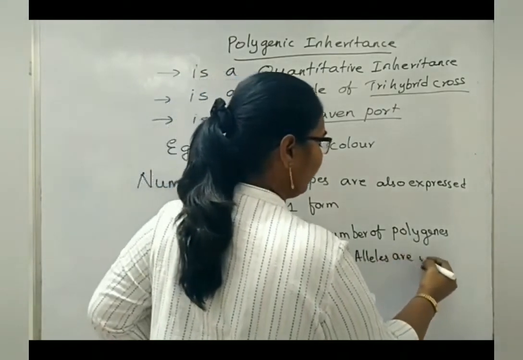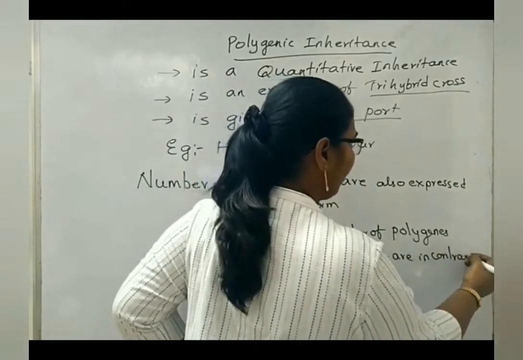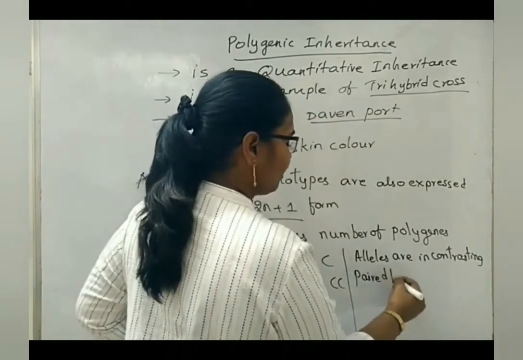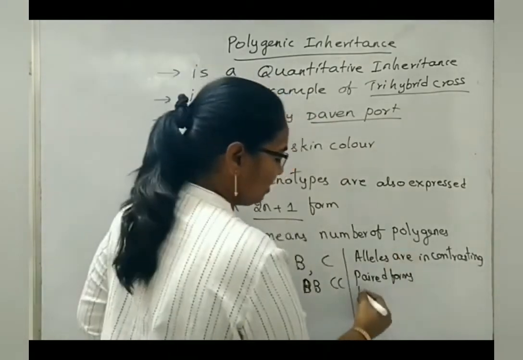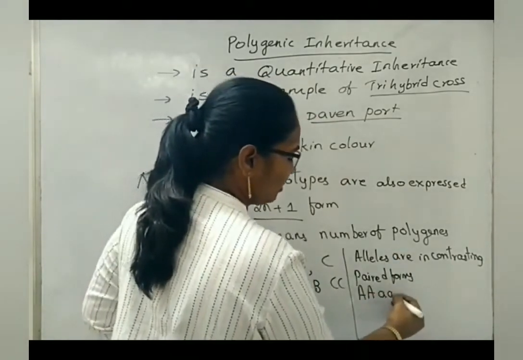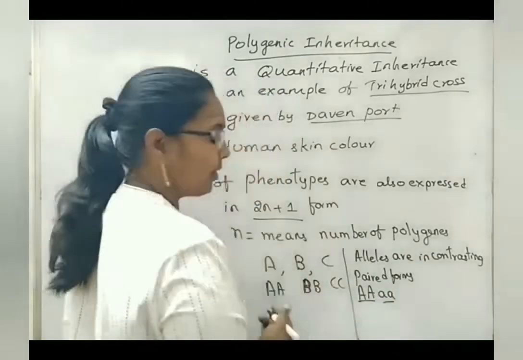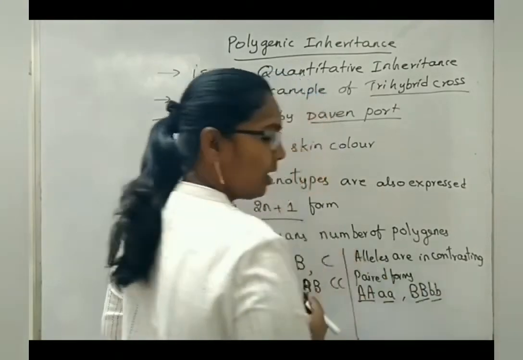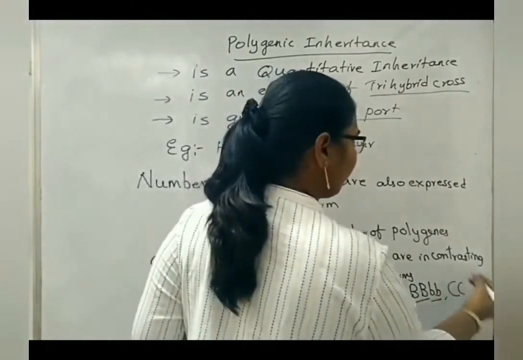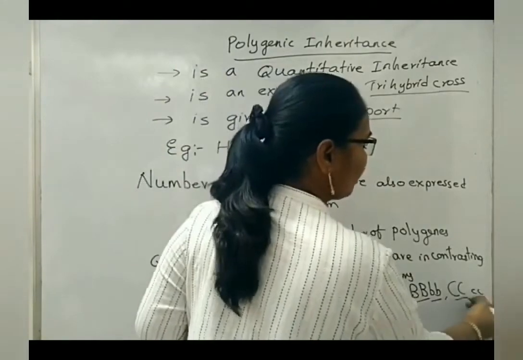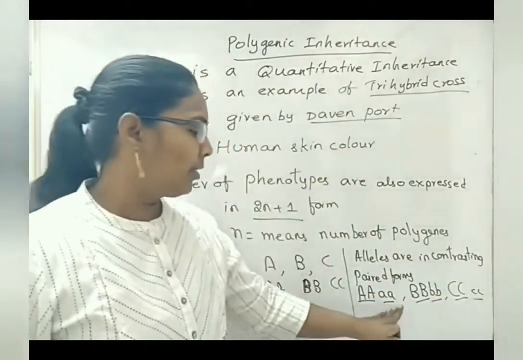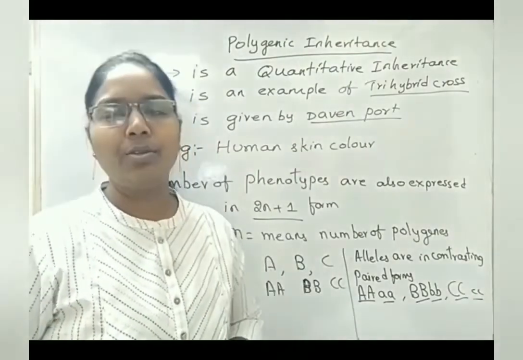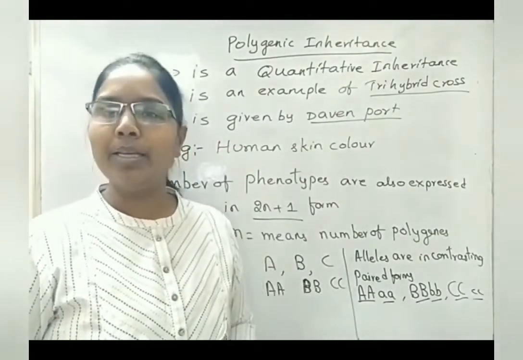Now, these alleles exist in contrasting paired forms. In the sense, capital A, small a means one dominant and one recessive allele. Capital B, small b, another contrasting pair. Capital C, small c, another pair. The dominant type of allele forms are there, and recessive allele forms also exist that decide the human skin color.